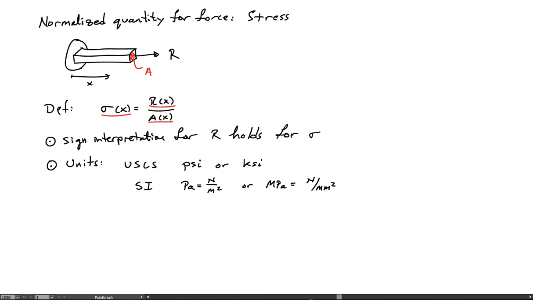Stress has units. So the strain is non-dimensional, but the stresses have units. In the U.S. customary system, we usually talk about pounds per square inch, PSI, or thousands of pounds per square inch, so KSI. In the international system, the SI system, the standard for stress is Pascal, so Newton per meter squared. More typical in civil and mechanical engineering or aerospace engineering is megapascal, so MPa, and so the convenient definition of that is newtons per millimeter squared.